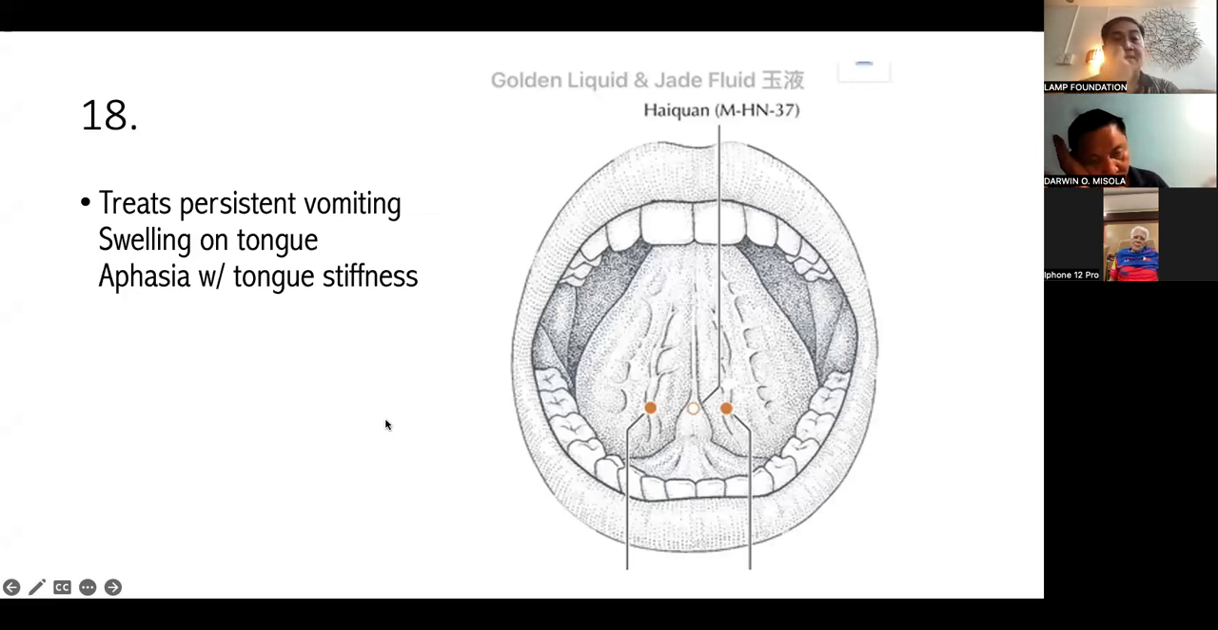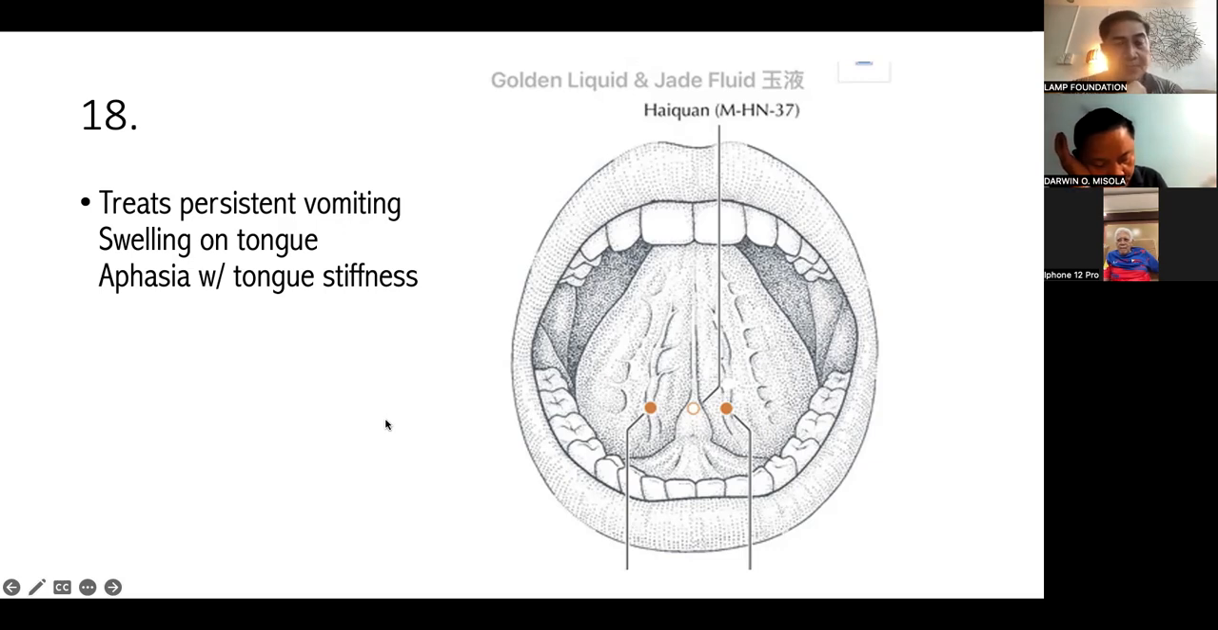Number 80. Ito, napaka-popular to. These are actually often needled together. May isang practitioner sa Hong Kong na very popular. Yun nga lang, magastos kasi you have to see him like twice or 3 times in a day. So that means you have to be there for 1 week, 2 weeks. Napakaganda for neurological conditions. But anyway, dito makikita nyo, it's very good for persistent vomiting, swelling on the tongue, and aphasia with tongue stiffness. So what do you call these 2 extra points?